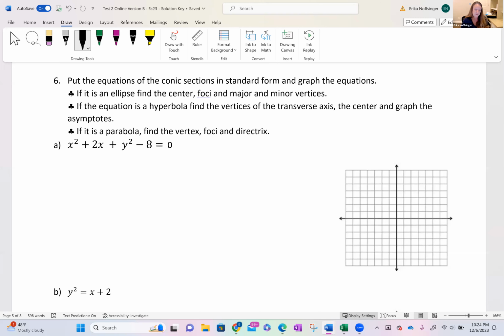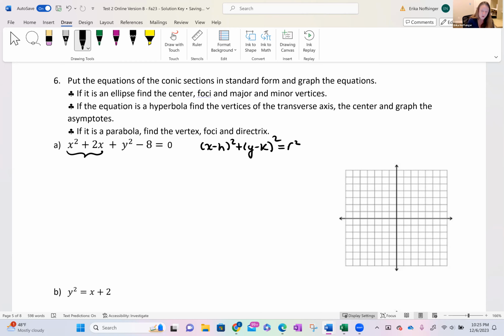So looking at my first equation, x squared plus 2x plus y squared minus 8 equals 0. I can see that both of my coefficients in front of x squared and y squared are the same. So that clues me in that I have a circle here. I want to put it in the form that I have x minus h quantity squared plus y minus k quantity squared is equal to r squared. And in this form, I can tell what the center is, which is h, k, and my radius, which is r.